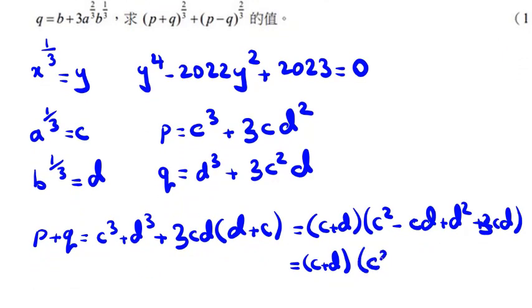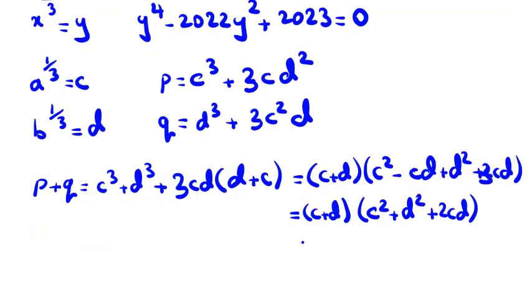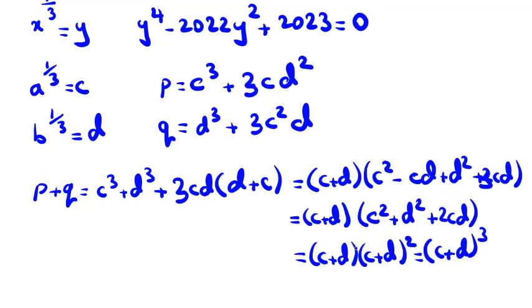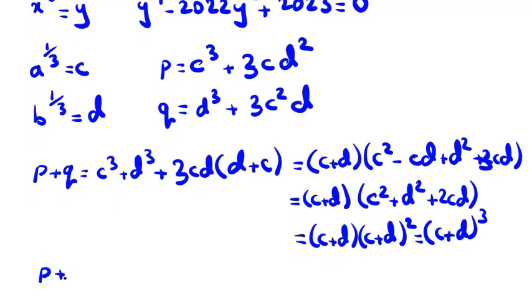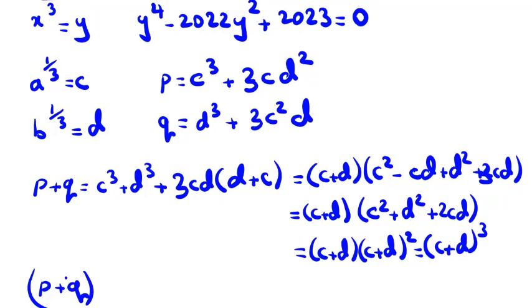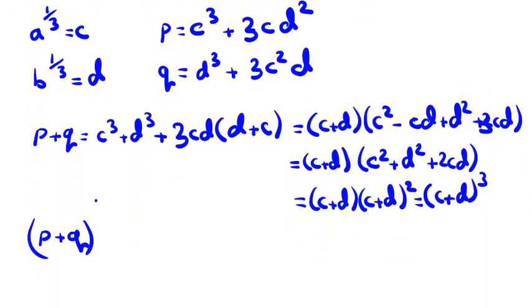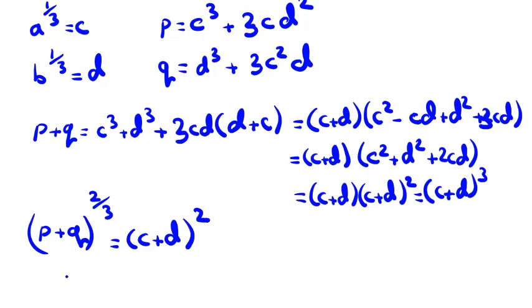So it will be what? C squared plus d squared plus 3cd minus cd plus 2cd. And it will be c plus d times c plus d squared, and it will be c plus d cubed. So here we found the first one. P plus q to the power of what? It says to the power of 2 over 3. To the power of 2 over 3, you can cancel 3, it will be c plus d squared. We found the first part.